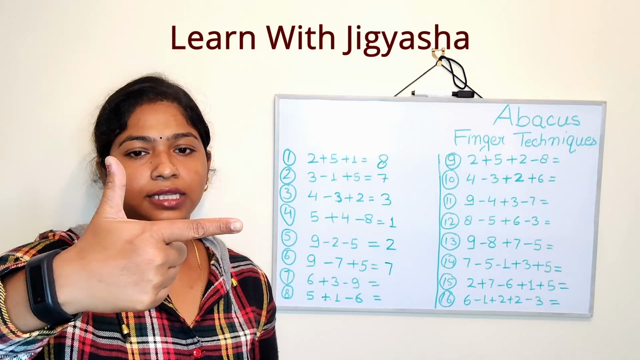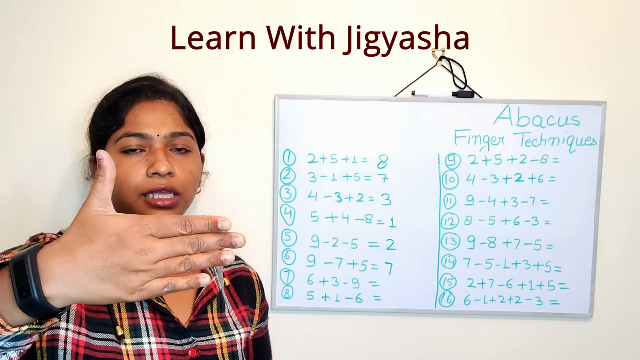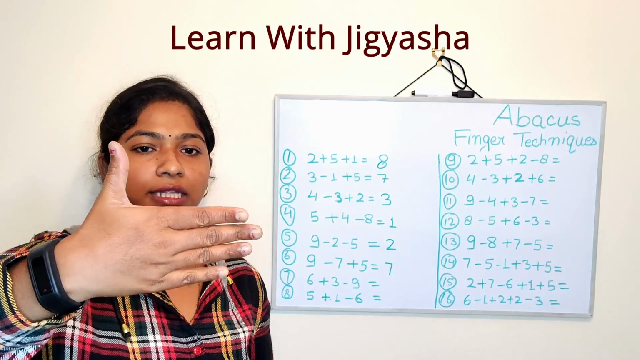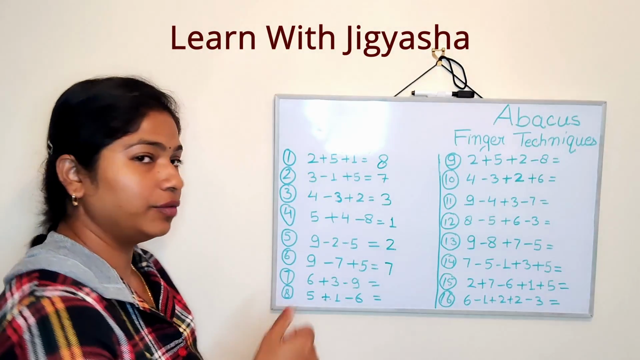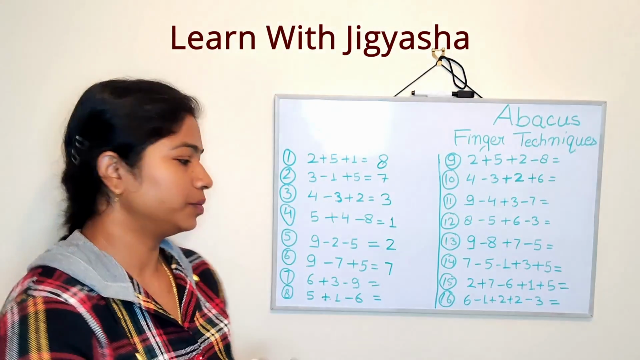Next question. 6 plus 3 minus 9. So this is 6. This is 1, 2, 3. And this is minus 9. Okay. So the answer is 0. When we make the fist, it is 0.